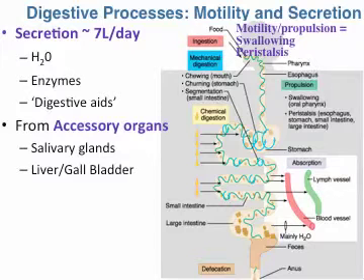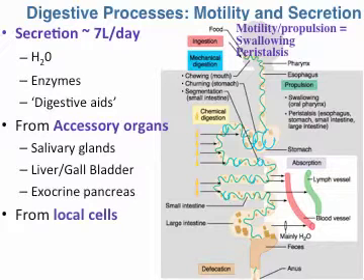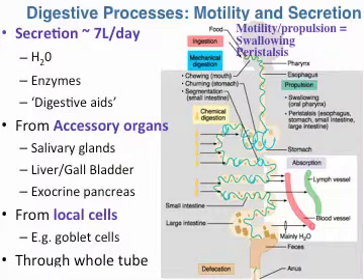The liver makes bile, the gallbladder stores the bile, and then the gallbladder releases the bile into the small intestine. And then the exocrine pancreas makes secretions, pancreatic secretions that we'll talk about in a lot of detail, that help digest carbohydrates and fats. There's also local cells along the tube, like goblet cells, that secrete mucus. So you can find goblet cells pretty much throughout the whole tube. And I think that's it.